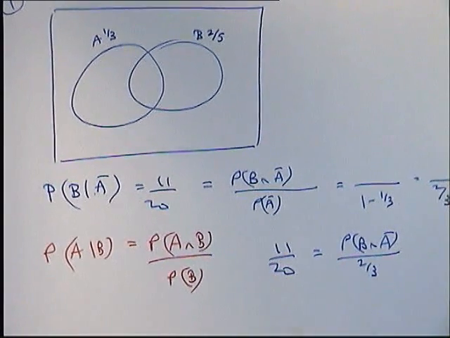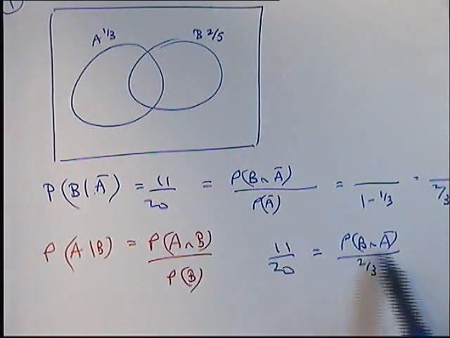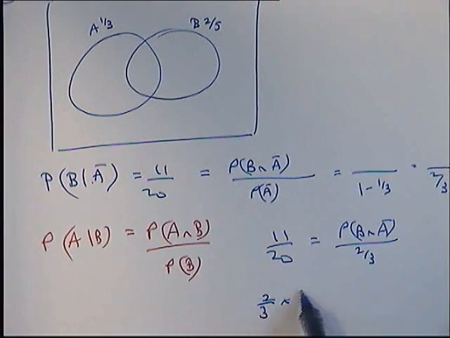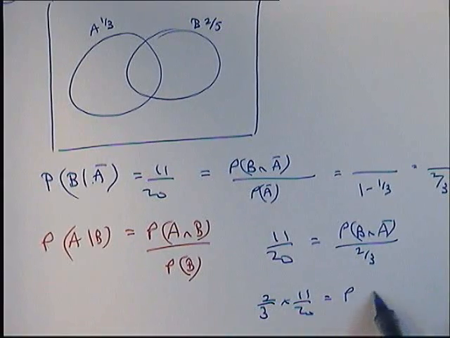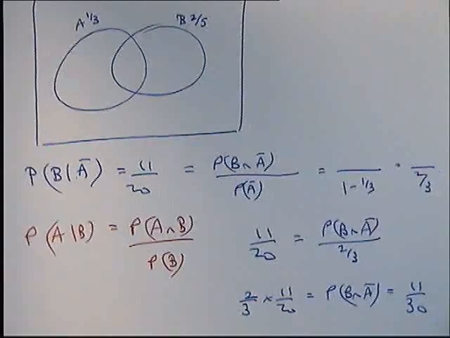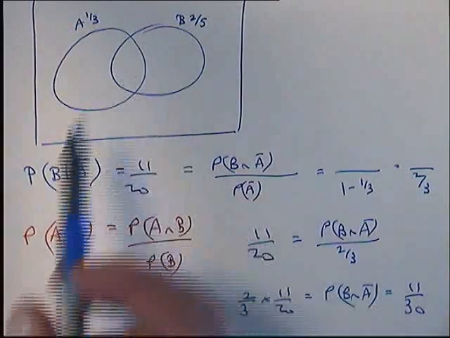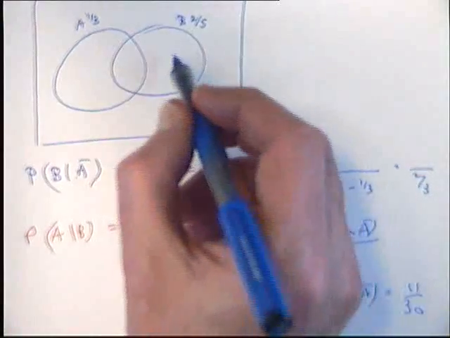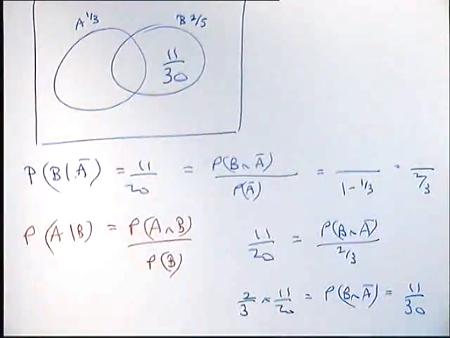So what can I work out from here? I can work out this bit here, B and not A, by multiplying those together. So that 2/3 times the 11/20ths will give me the probability of B and not A. And if you do that, that comes out to be 11/30ths. So B and not A, it's in B and it's not in A, that is this bit here. So this bit here is 11 over 30.